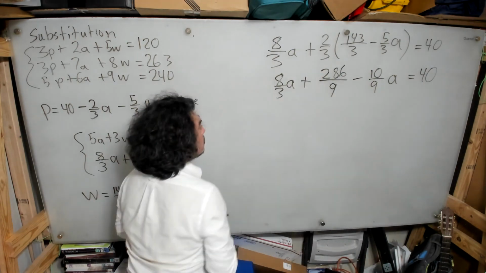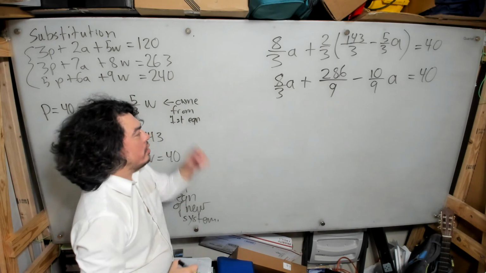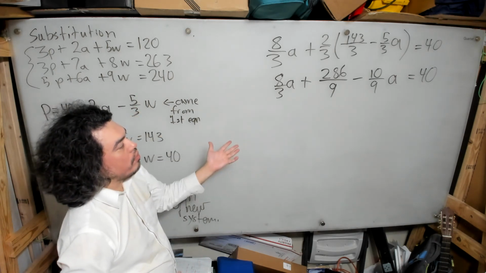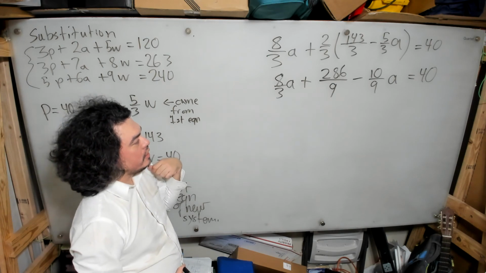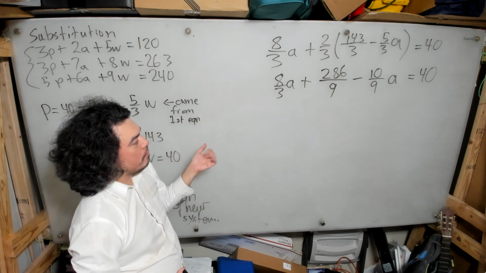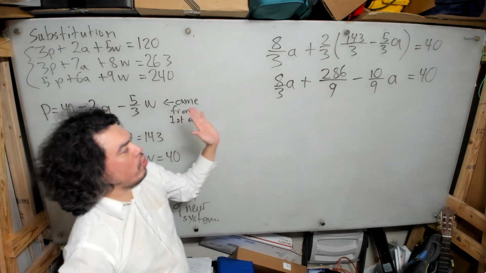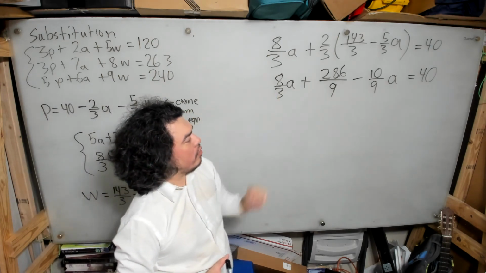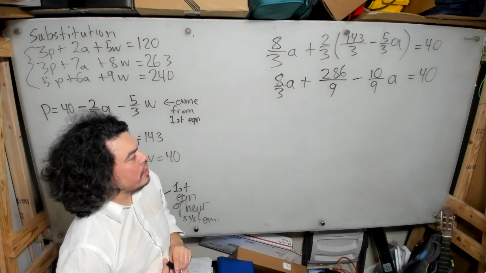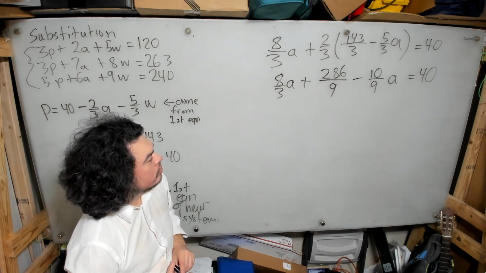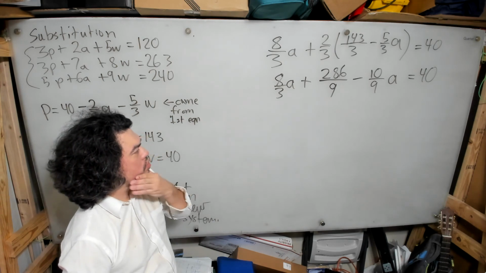So actually, what I can do now is, let me see here, I have several different possibilities. One of the things I could do is multiply the whole thing by 9, and that will make our lives a lot easier. Let me see here. Should I do that?